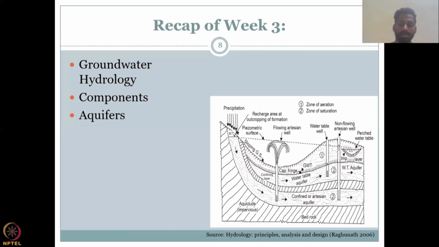With this, I think we covered most of the components for groundwater. And in the next class, we will slowly introduce how to document the flow between two points, in both the unconfined and the confined aquifer.